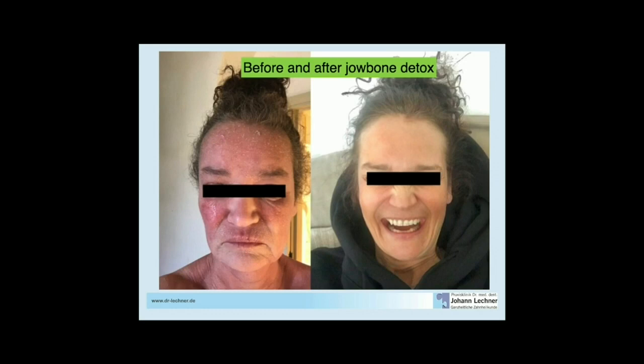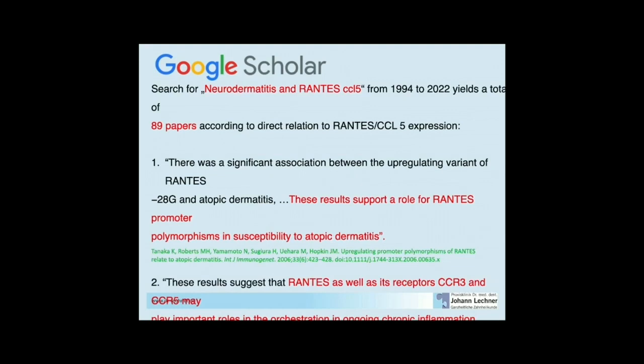Now, why did we have this success? Science knows the connection between neurodermatitis and RANTES expression. I'm just citing here two papers out of 89 papers. Number one, there was a significant association between the upregulating variant of RANTES genes and atopic dermatitis. These results support a role for RANTES promoter polymorphism in susceptibility to atopic dermatitis. So why not search for cavitations? Why not search for local RANTES expressions in jawbone in all patients with this horrible atopic dermatitis? Or number two, these results suggest that RANTES, as well as its receptors, CCR3 and CCR5, may play important roles in the orchestration of ongoing chronic inflammation in atopic eczema and also reflect the severity of this disease.